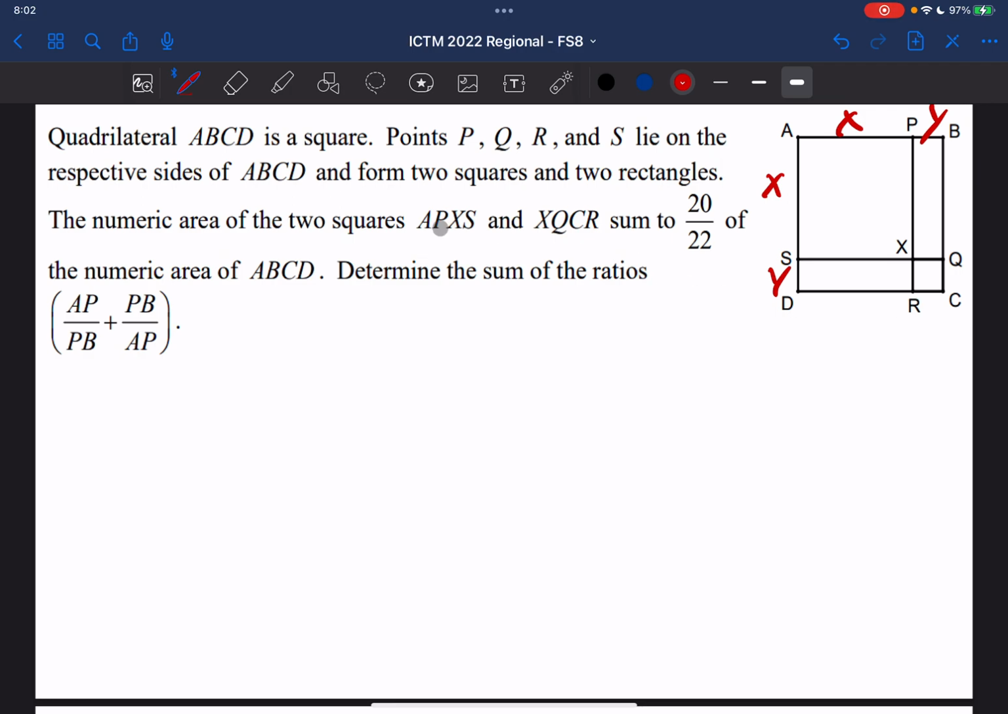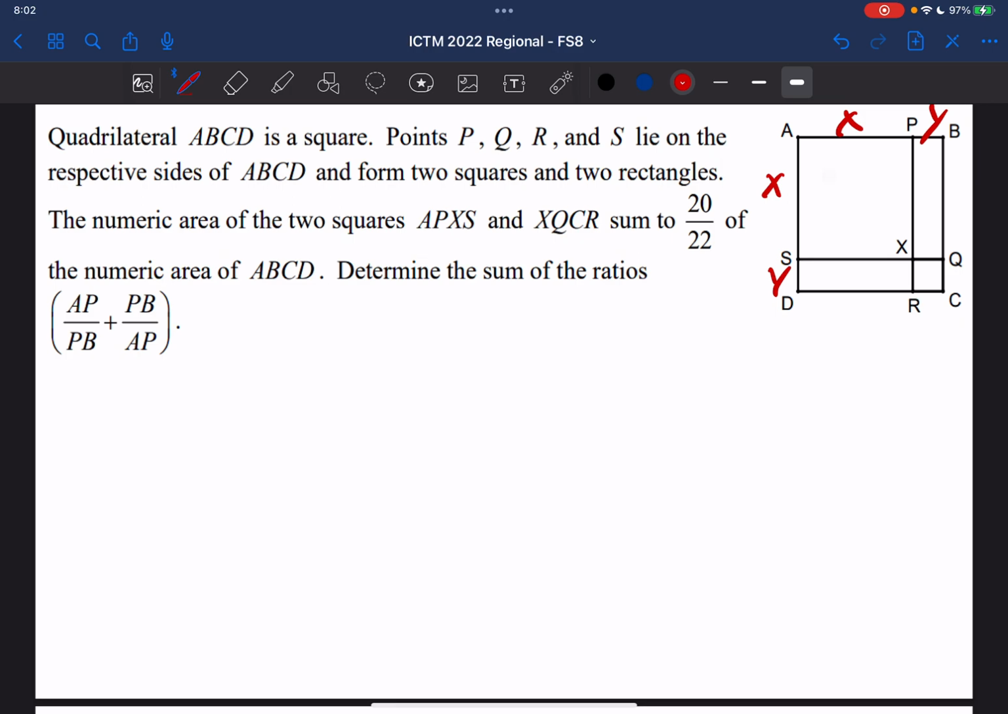So what we want is the numeric area of the two squares, APXS and XQCR, to sum to this ratio, 20 over 22 of the whole area. Now what we want is the sum of the ratios right here. So AP and PB are X and Y, and then we flip it, PB and AP.